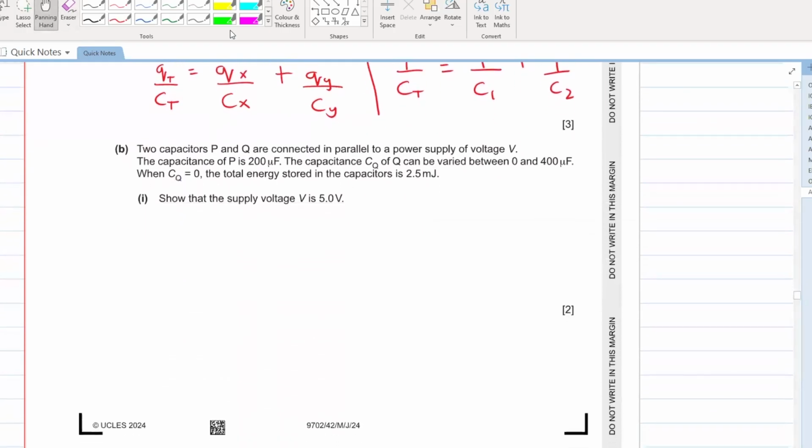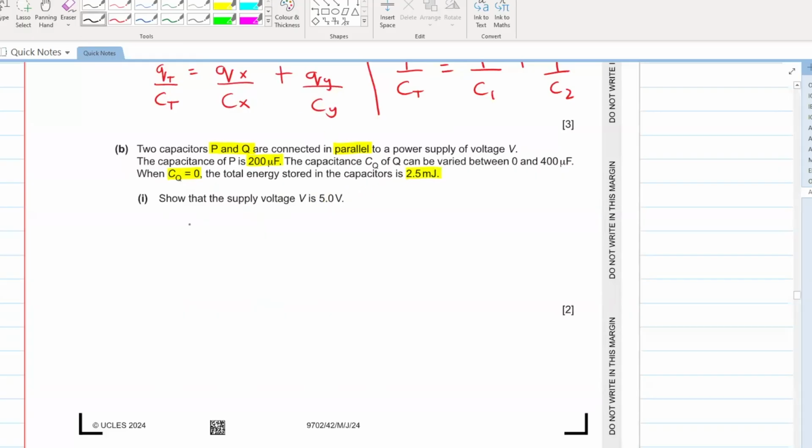Chalo, let's see this. The two capacitors P and Q are connected in parallel now to a power supply of voltage V. The capacitance of P is this. The capacitance of Q can be varied from 0 to 400 microfarads. When the capacitance of Q is 0, the total energy stored is 2.5 millijoules. Show that the voltage supply is this.